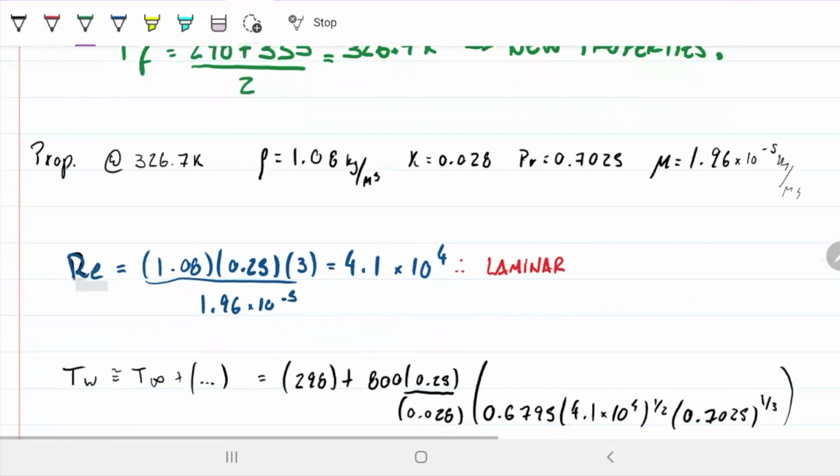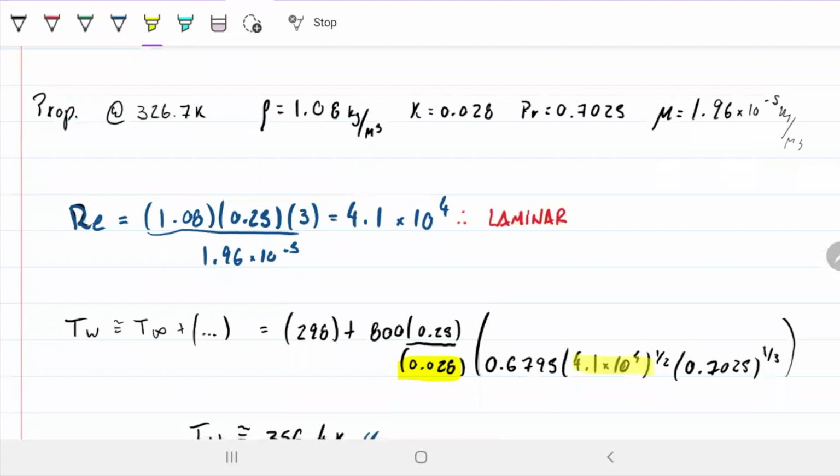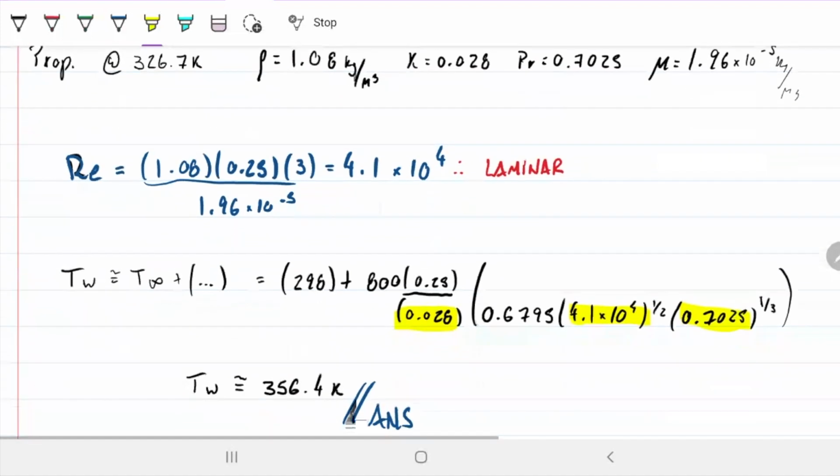And then we go once again, we do the whole thing once again, plug everything in. What's going to change? Well, our K will change, right? Our K has changed, and our Reynolds has changed, and our Prandtl has changed. So we would expect a new T wall value. And our new T wall value is 356.4 Kelvin. So if you guys recall, we just found 355, and now we have found 356. Okay, so what do we need to do now? Well, we need to do it one more time.